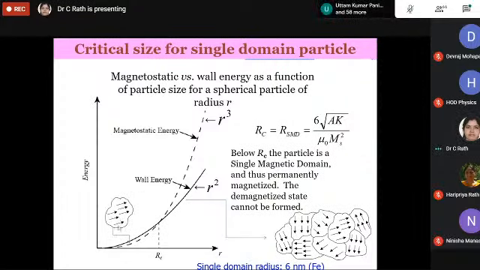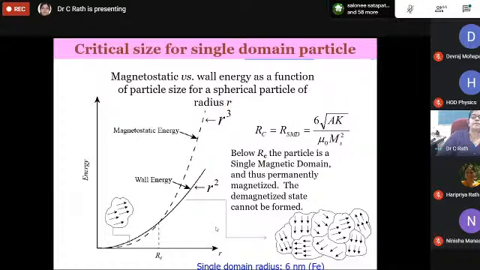You cannot have two domains, because if you make two domains you have to have a wall energy, and the domain wall energy is higher. So you have a critical size where you have a single domain. This critical value is different for different materials. Below a particular value, it becomes single domain. In that single domain range, you can vary the size as well.